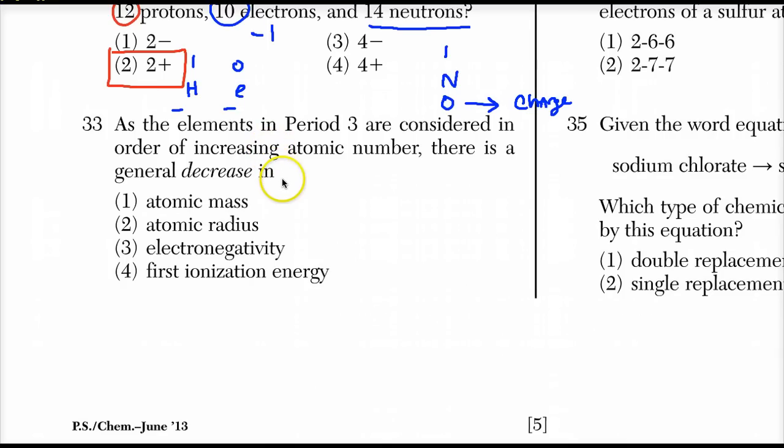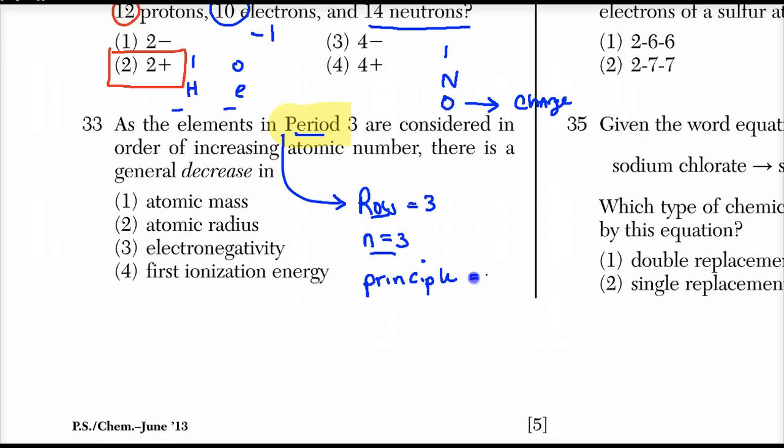Number 33. As the elements in period 3 are considered in order of increasing atomic number, there's a general decrease in... Okay, couple of hints here. Period 3, that you should know is a row, the same thing as row 3. Or you could say it's the principal energy level designated by the letter n. N equals 3. So you hear period 3, row 3, n equals 3. They're synonymous. It's the third major energy level, sometimes called a principal energy level.